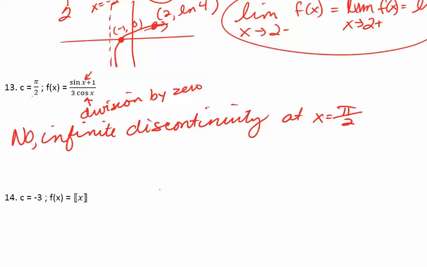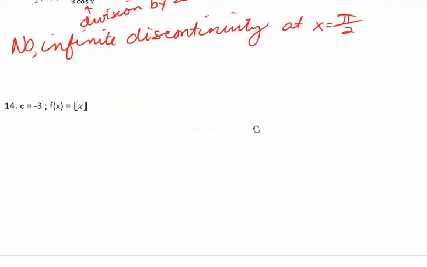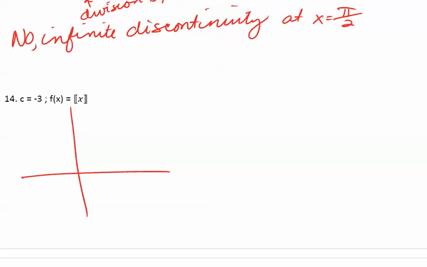And how about the greatest integer function? Might be worth reminding everyone, I think now you've seen this enough, this step function, that you'll remember that it is discontinuous at every integer it steps up. So it has jump discontinuities at every integer.